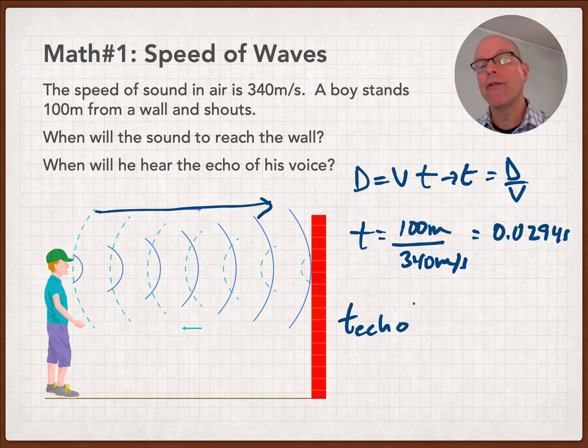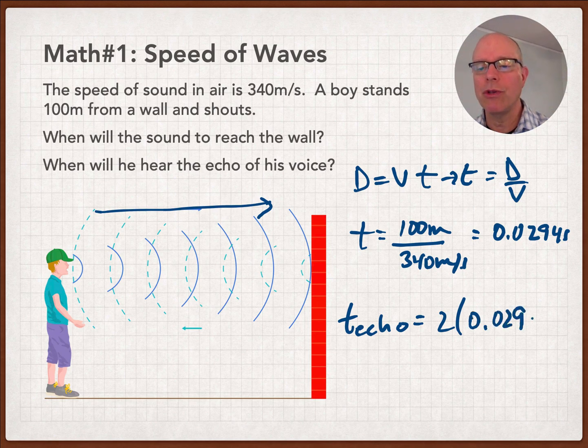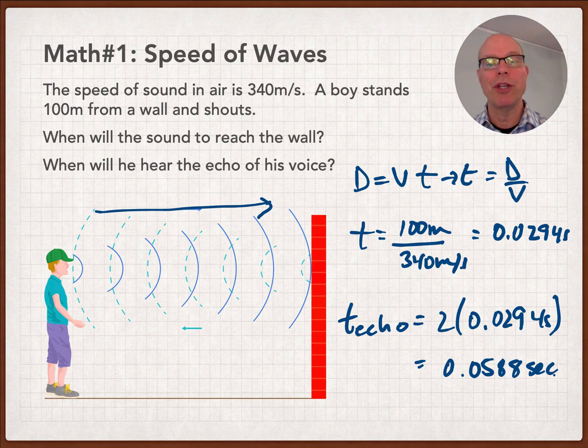That's important because you're going to have to read questions carefully to make sure what kind of information they're giving you. But in this case, it's super straightforward that if it took this long, 0.0294 seconds, for the sound wave to travel out, it's just going to take twice that long, 0.0588, for the sound waves to travel there and back. Okay? So example number 1, d equals v times t.